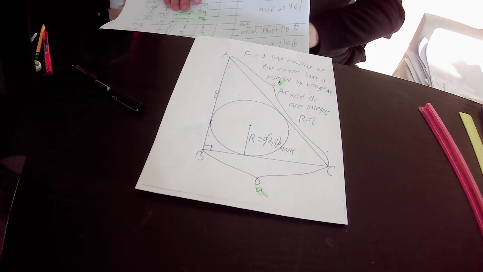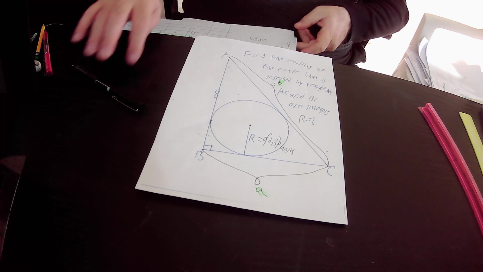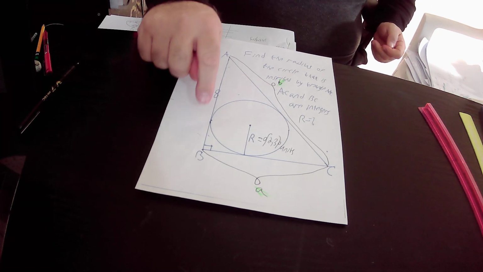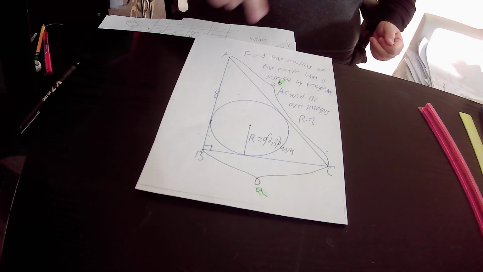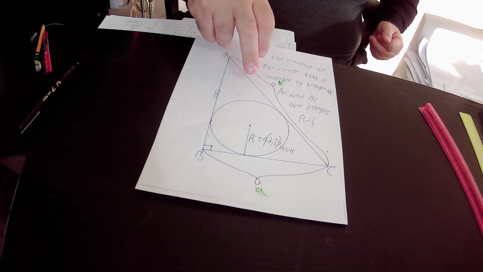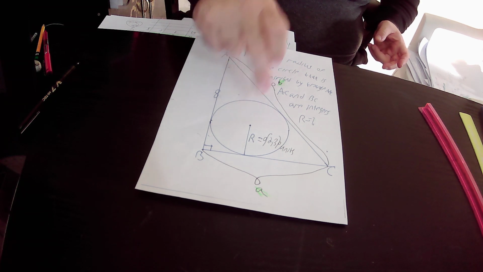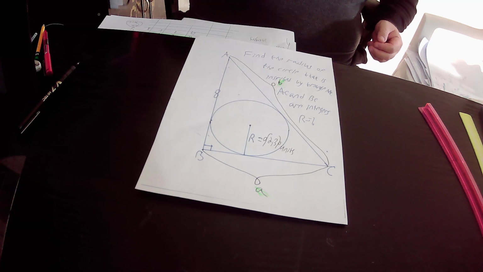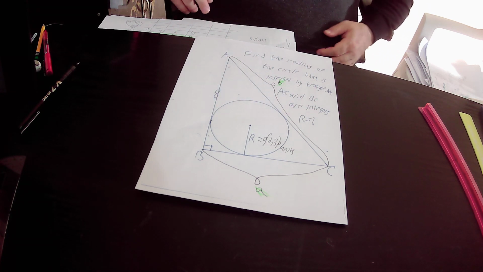So, in the drawing, we have the right triangle ABC. We know that side AB equals 8 units. Angle ABC equals 90 degrees. Inside this right triangle ABC, we have a circle that is inscribed in the triangle, and we want to find out the radius of this circle. We know also that BC and AC are integers.